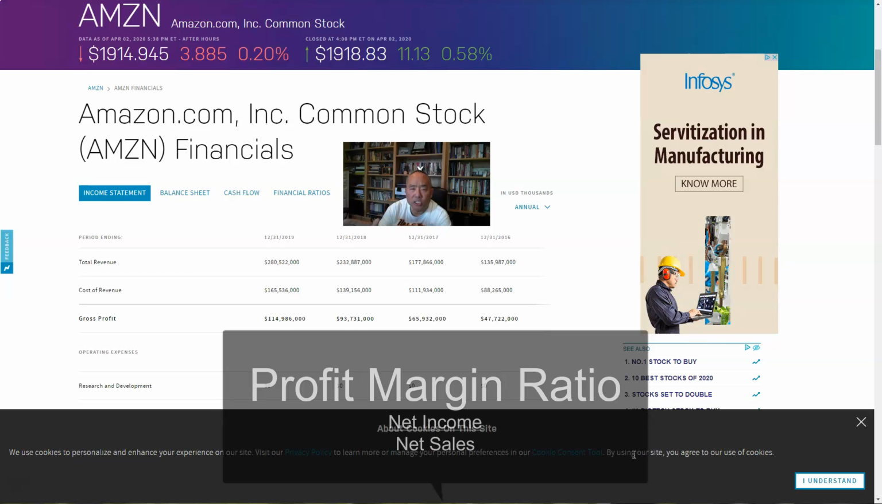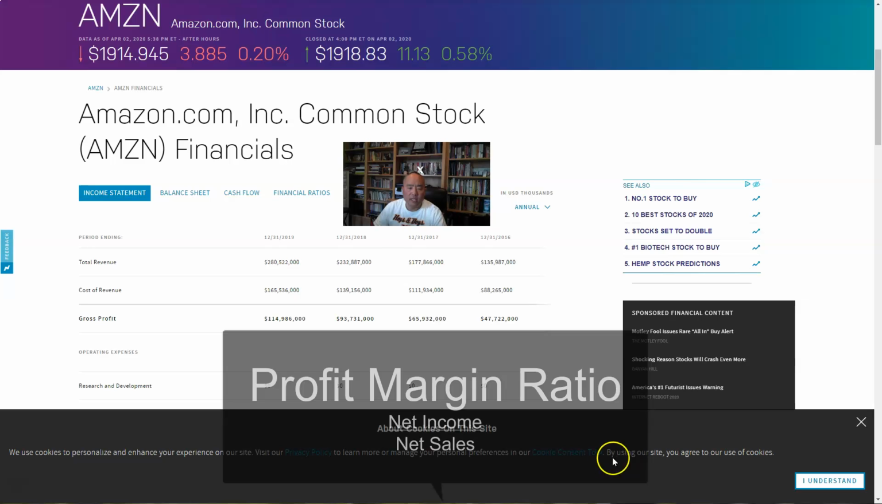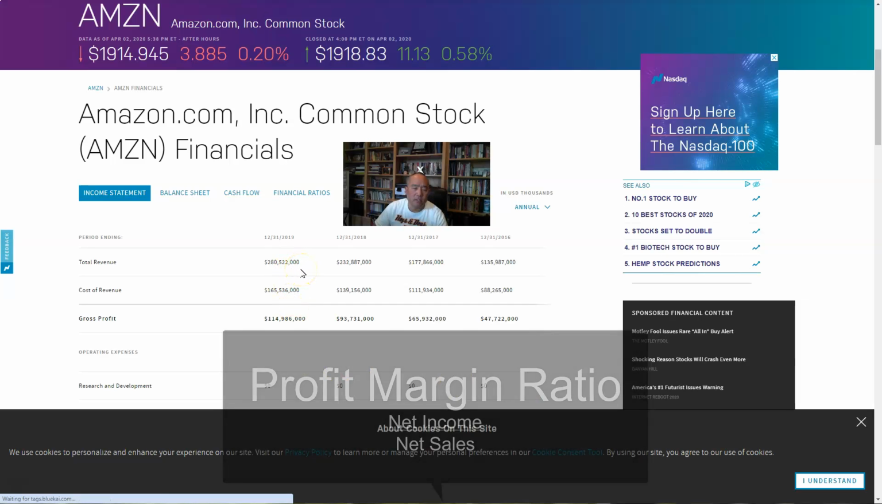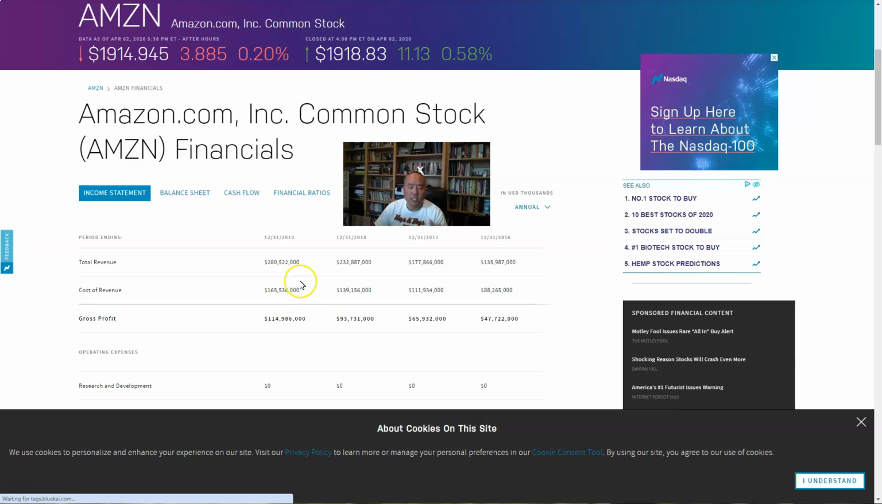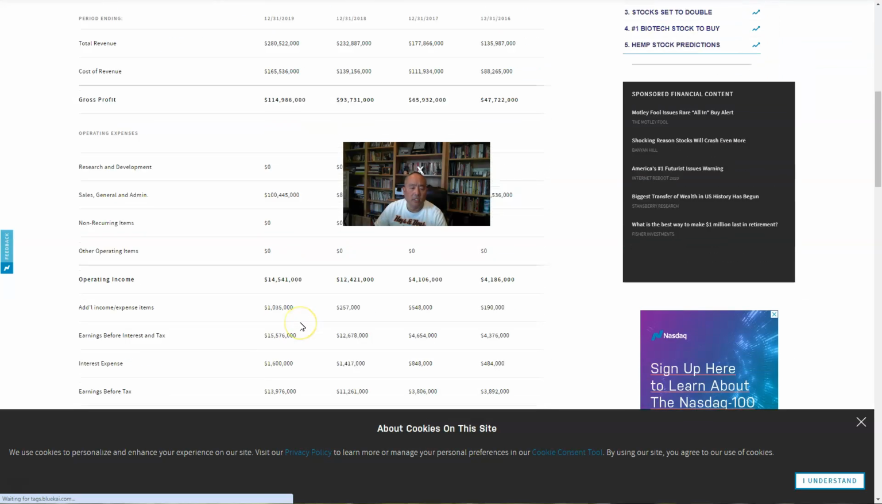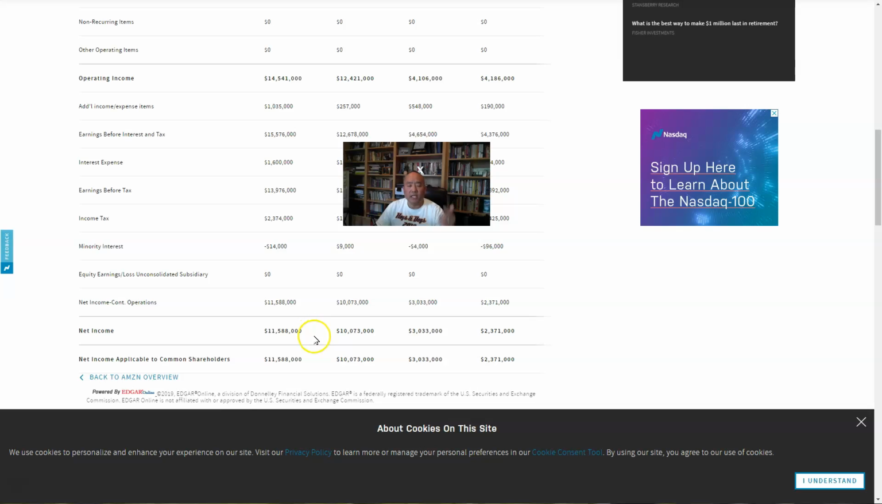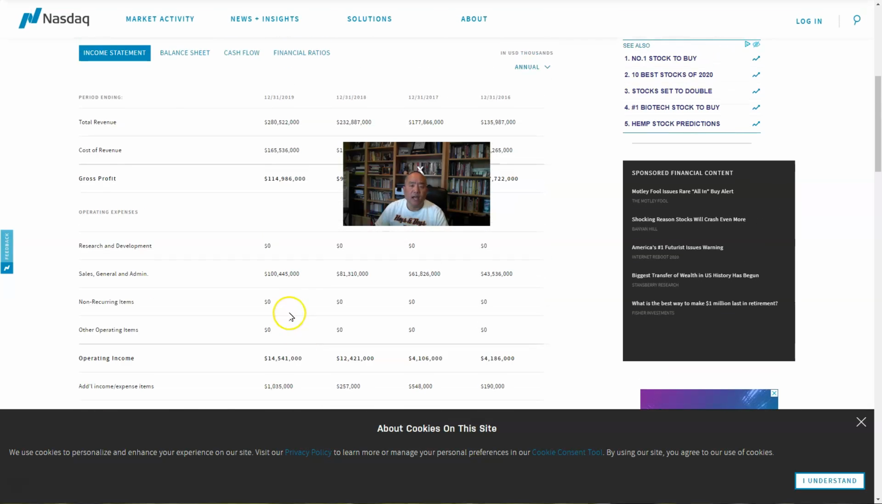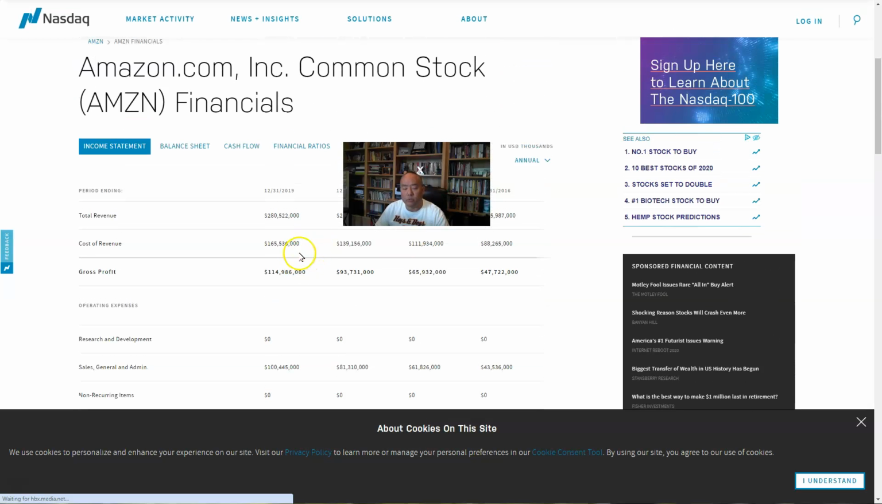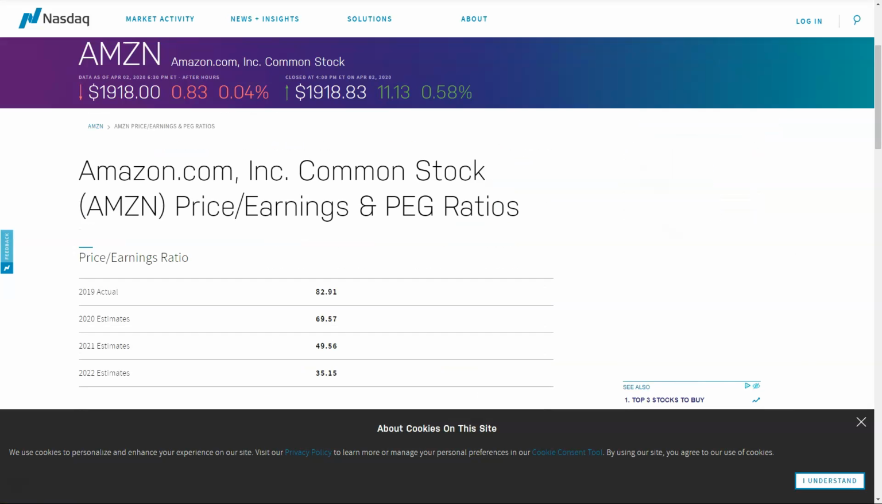Switching from the balance sheet to the income statement, we'll find that they have a total revenue, and that's this figure right here, the $280 billion. All these numbers, by the way, are in thousands. We actually have to take the net income first, $11,588 million. Divide that by the total revenue or total sales, which is 280,522, and that's how we get our profit margin.